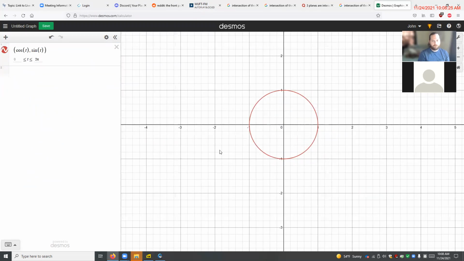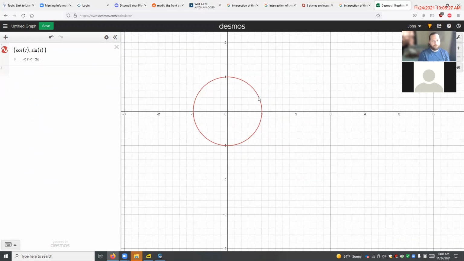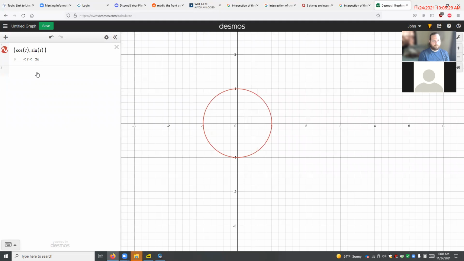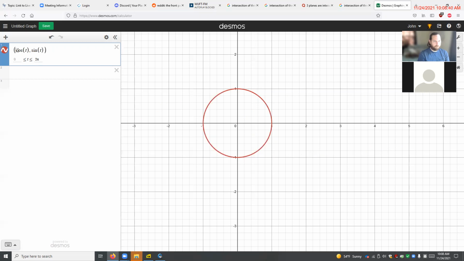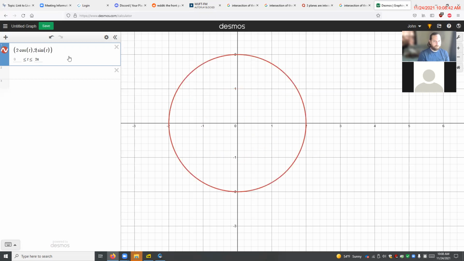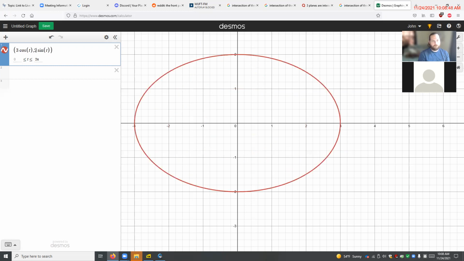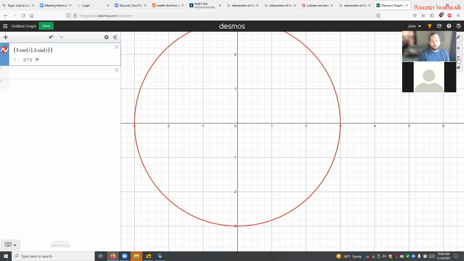So we know that cos t comma sine t on its own, that's the unit circle, right? X of t is cos t, y of t is sine t. Let me do this in steps. I change that to 2 cos t comma 2 sine t. That stretches out the radius to 2. If I made this 3 cos t comma 3 sine t, that stretches out the radius to 3.